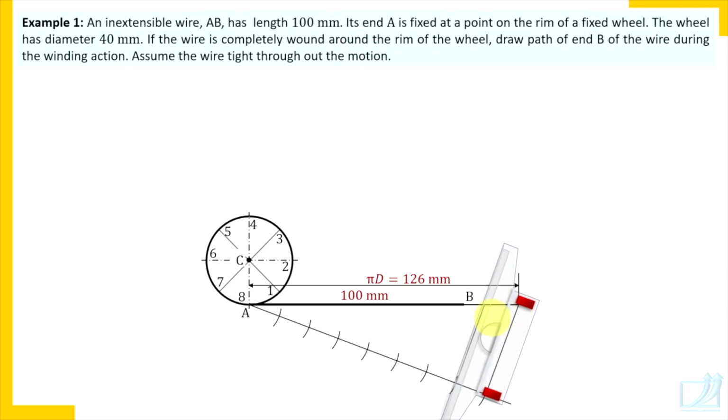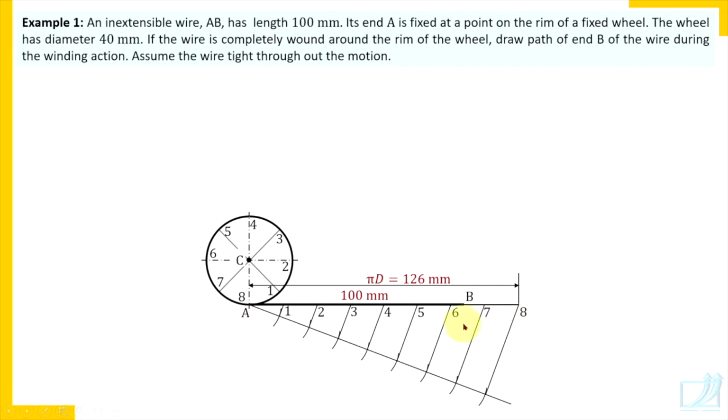So use a roller carefully to draw parallel lines in this manner and continue to draw parallel lines so that you will get 8 divisions on length pi d. So label those 8 divisions now. This is the initial position, that is the 0th position, and now 1, 2, 3, 4, 5, 6, 7 and 8. Okay, so length pi d we have divided in 8 equal parts.